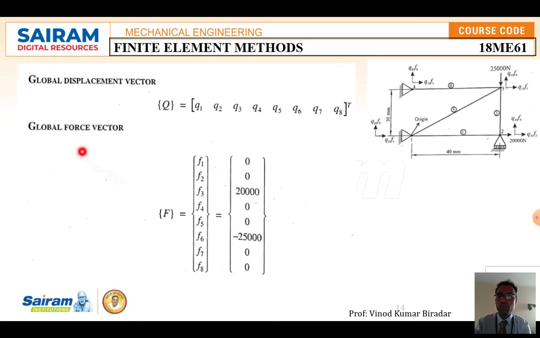Coming to the global displacement vector, the maximum displacement is 8, so up to 8: Q1, Q2. Again, the global force vector: the number of displacements is equal to the number of forces.